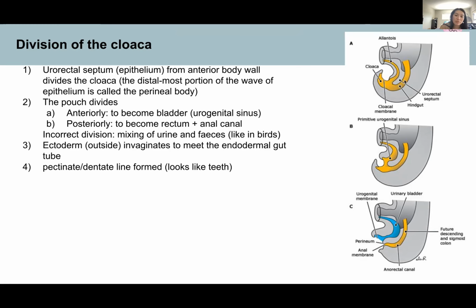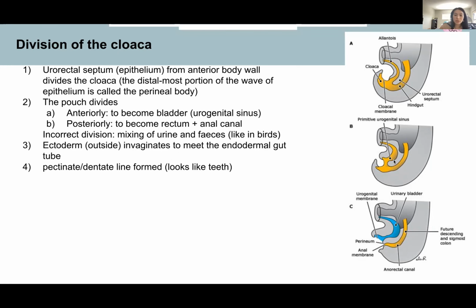And then this next thing is basically when it kind of pinches and meets the outside, you've got the ectoderm invaginating, so coming inside to meet it. And then the endoderm is obviously the gut. And that's what forms the pectinate line. Okay, so the pectinate line is the section where the ectoderm and the endoderm meet.